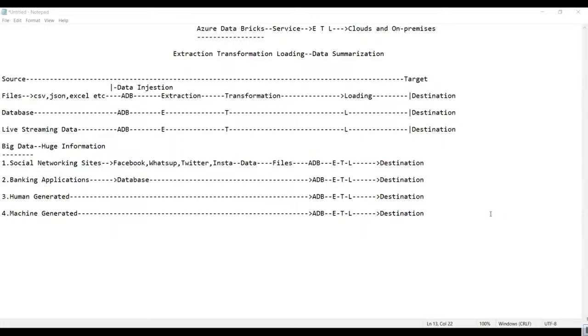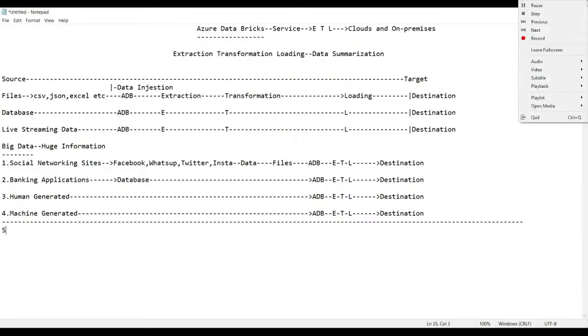So now, after all these things are completed, we get the data from files, etc. into the ADB. From the ADB we perform extraction, transformation, and loading. But here in the ADB, the data is stored in the following storages. So we can see those storages.